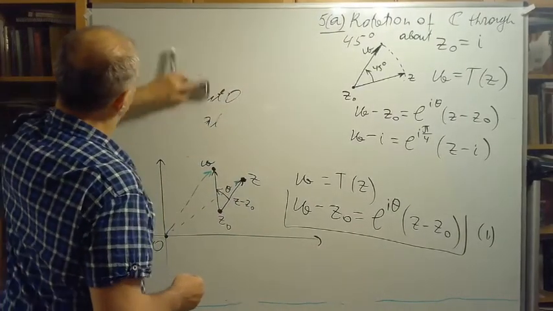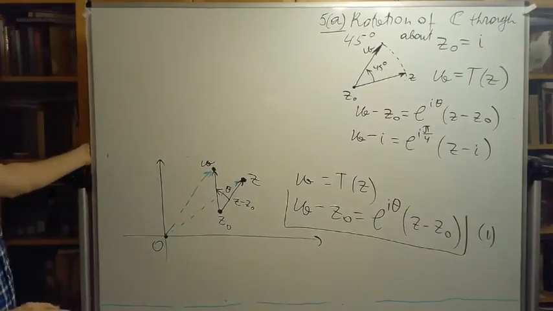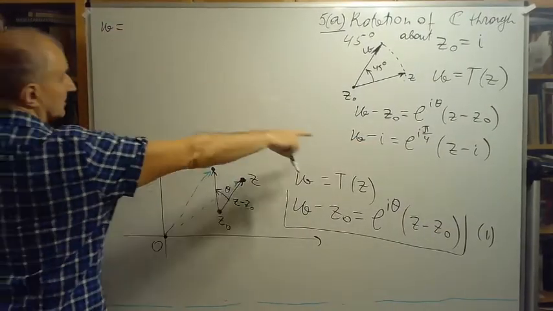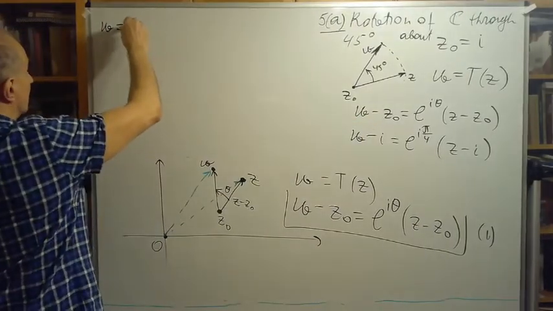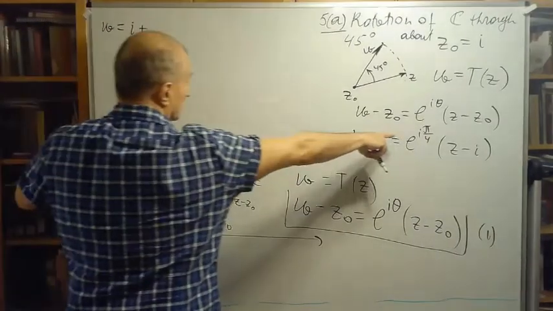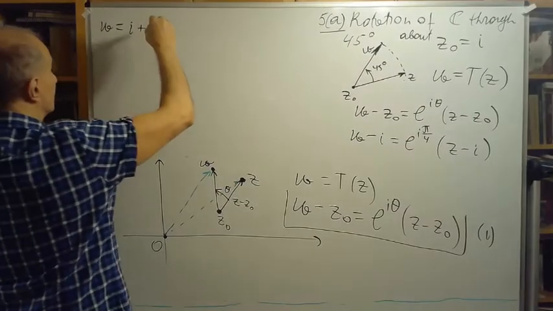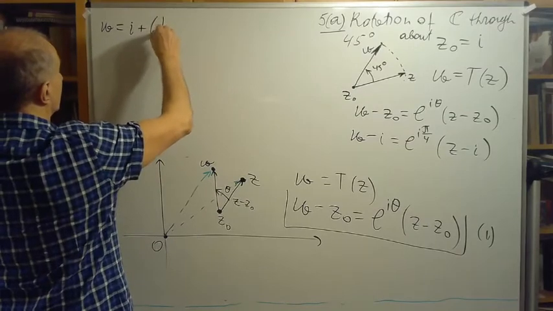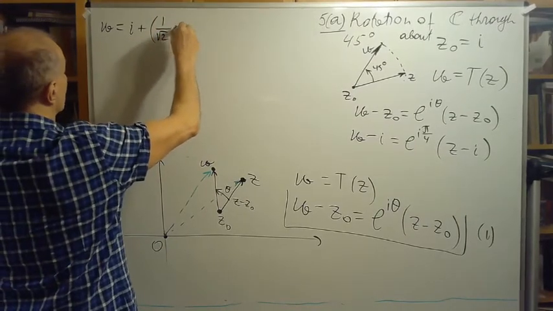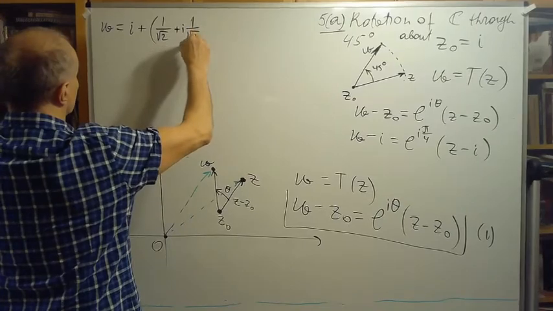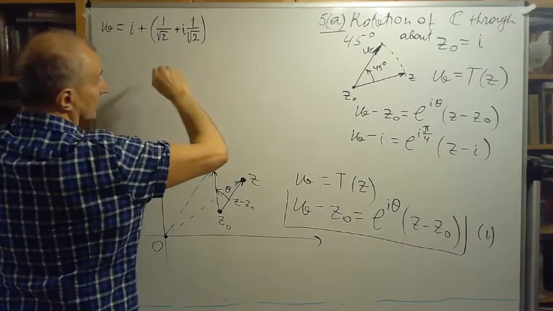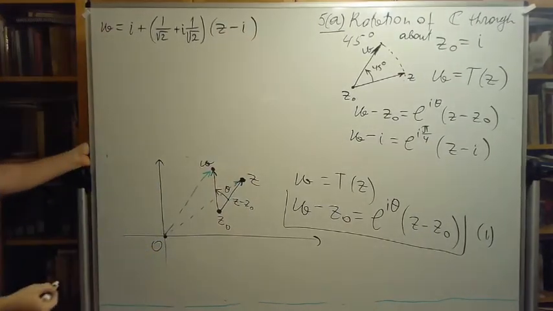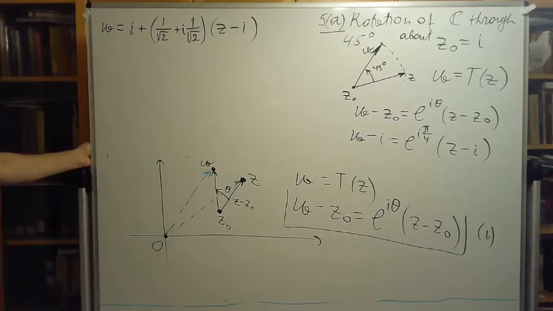So I will go from here. W equals, I will send i to the right hand side, i plus e to the power i pi over 4, which is cosine pi over 4 plus i sine pi over 4, and that is 1 over root 2 plus i 1 over root 2, multiplied by Z minus i. That's it. That's a formula.